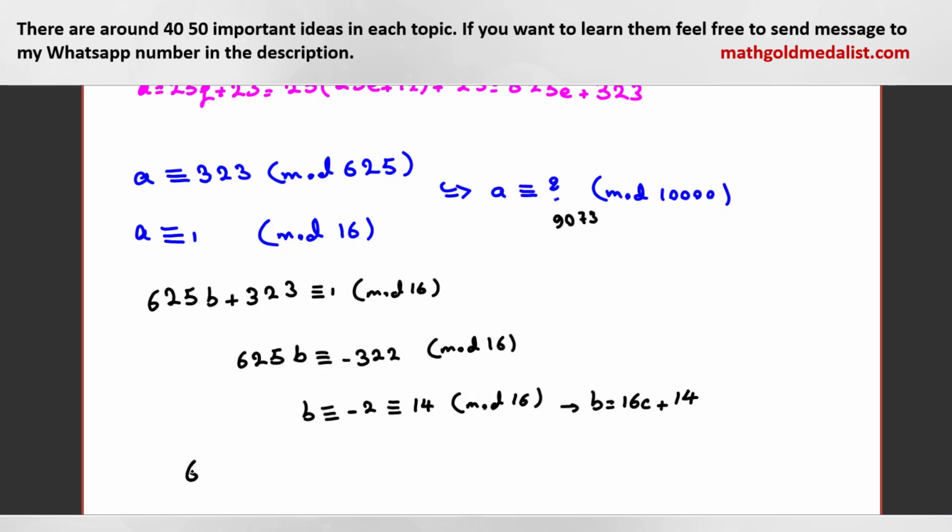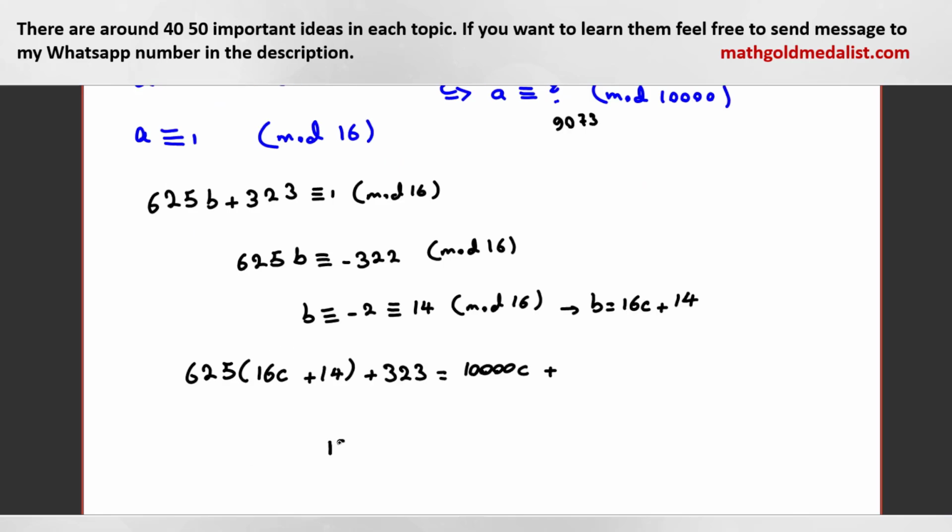Okay, so 625 times 16c plus 14 plus 323, right? So it will be 10,000c plus 2 times 625 is 1,300 times 7, right? So it is 9100. So it will be 9423. Why is your answer different from this? I have a careless mistake or you had a careless mistake. Okay, check your solution.